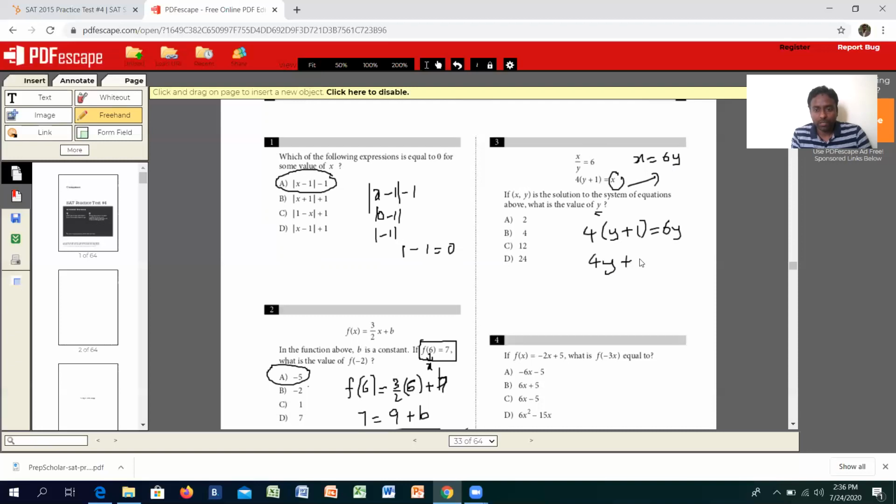So 4 times y plus 4 equals 6y, bringing the y terms together. So 4y minus 6y is minus 2y, which equals 4. So y is equal to negative 2. Do we have the option over here?